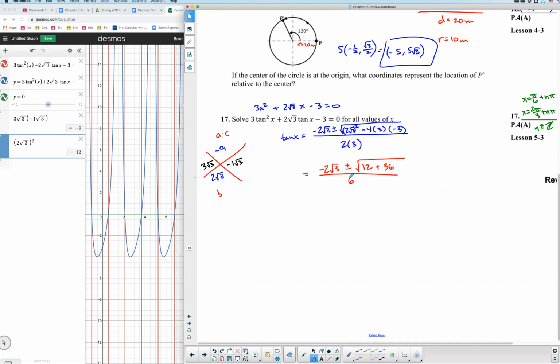All over 6. To simplify, I'm going to write this as 2 different fractions. It'll make it easier for me. I'm going to have negative 2 square root of 3 over 6, so I can simplify this.